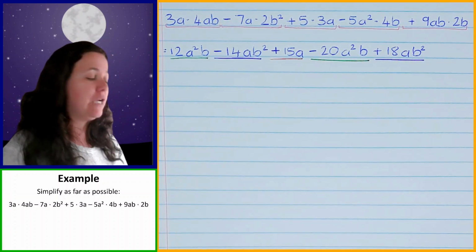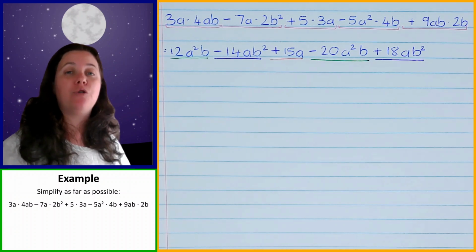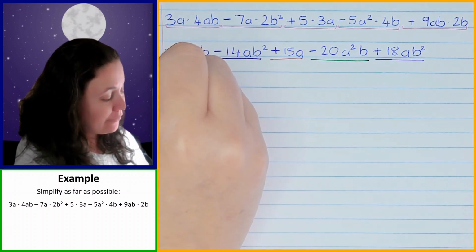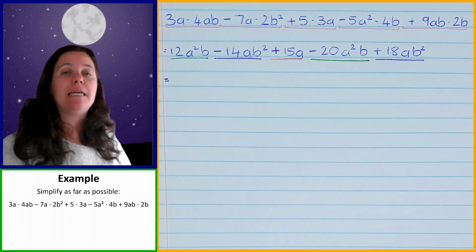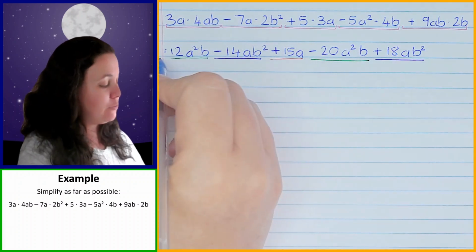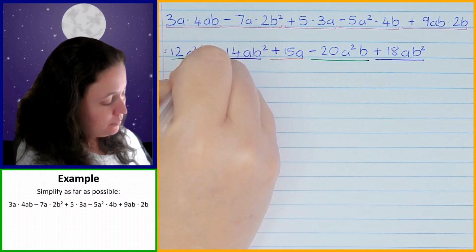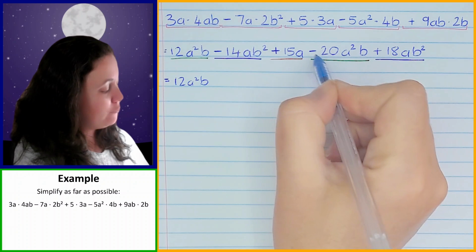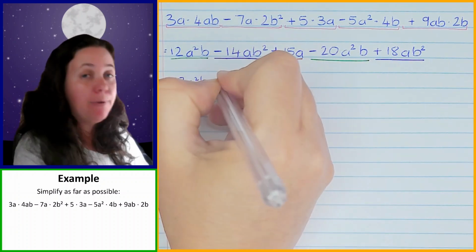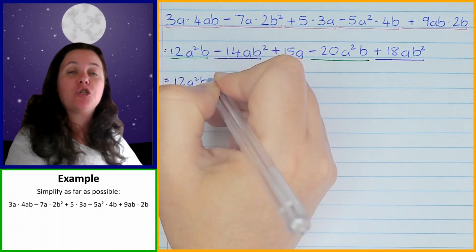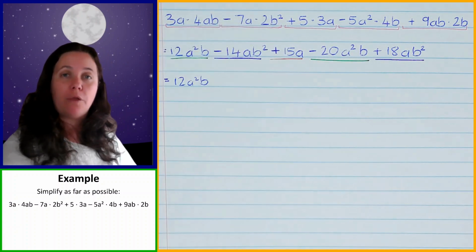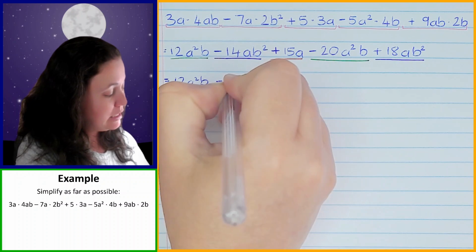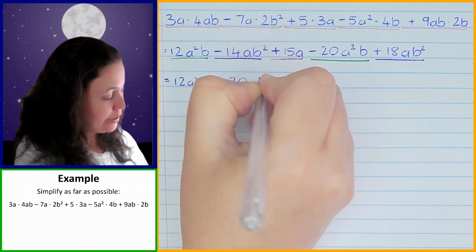Okay, so what I'm going to do now is you can write the next step where you combine the like terms, or you collect the like terms. You don't have to. You can go straight to the answer, but I'm going to write the next step so that you can see how we are grouping them. Okay, so we've got 12a squared b. And then I've got the minus 20a squared b. Now remember, the plus or the minus belongs to the term that follows it. So the minus is part of that term. It has to move with the term. So it's minus 20a squared b.